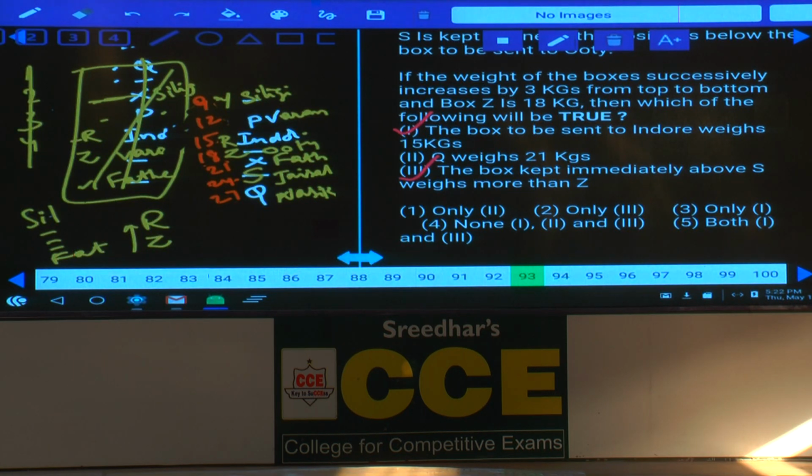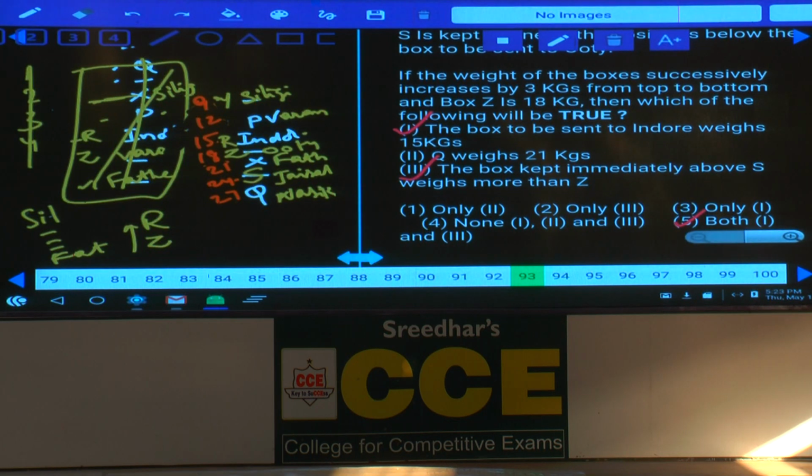Then the second one, all is not given, right? And so only 1 and 3, choice 5. Done? Choice 5 is the answer, because we got the answer 1 is true. Now we are checking out the combination with 1. Combination with 1, only 3 is there, isn't it? Only 1 is also there. Hence we have checked out for 3.